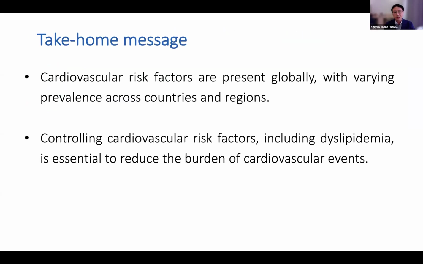So, in conclusion, cardiovascular risk factors are present everywhere, including the Asian region. And controlling cardiovascular risk factors, including dyslipidemia, is very important to reduce the burden of cardiovascular events.